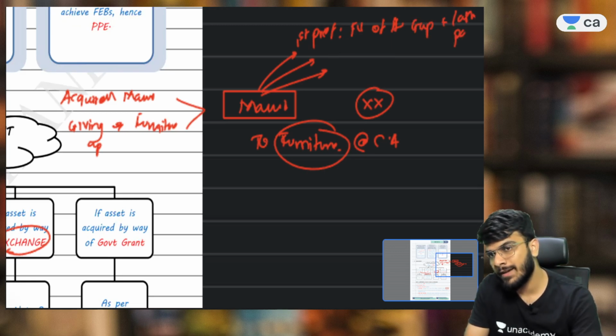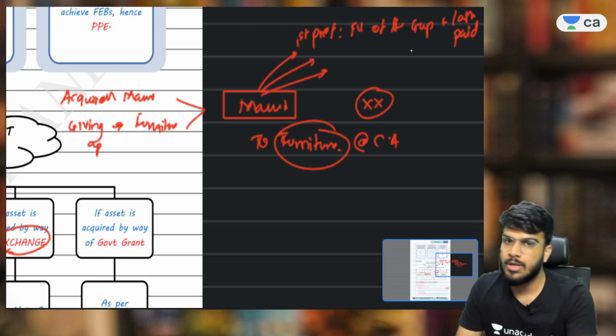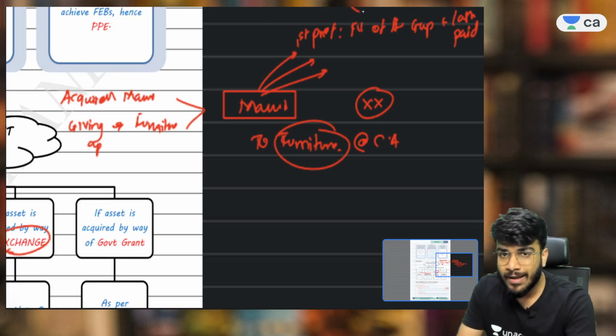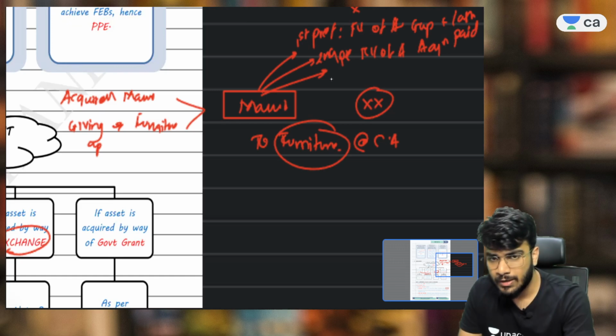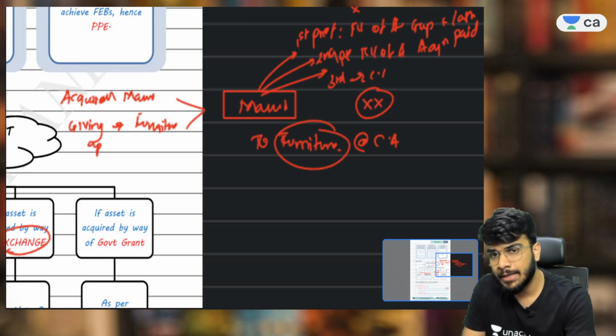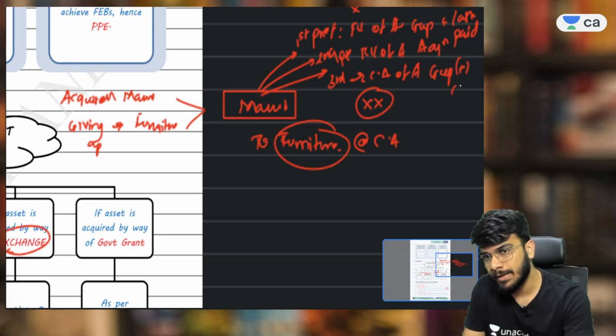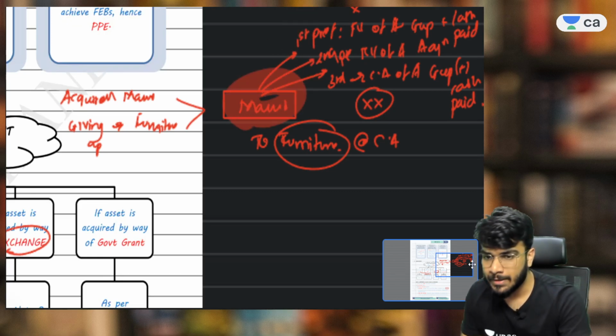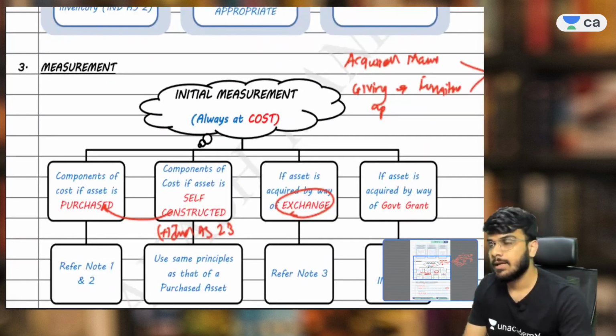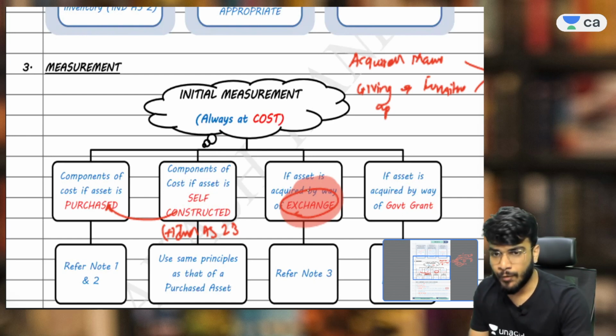So let's say while giving up any asset, you also paid some cash. So that can also be included. If you do not have this amount, the second preference will be fair value of asset acquired. If you do not have fair value of any of these, you will record it at third preference, that will be carrying amount of asset given up plus cash paid if any, right? So these are the three preferences which you can use to record the incoming asset. So this was the concept in case of asset acquired by way of exchange.